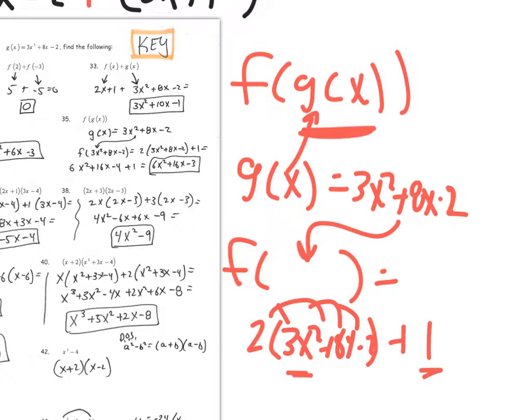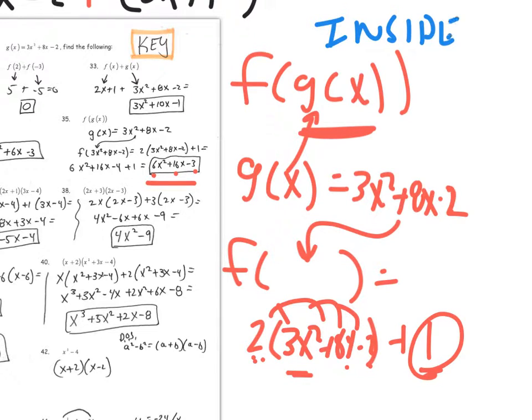And we will come out with, hopefully, 6x squared. Well, 2 times 3x squared is 6x squared. 2 times 8 is 16x. Then we have 2 times a negative 2, which is a negative 4, plus 1 is a negative 3. Okay, so that is the only example that I'm showing for composition of functions. You have to remember to do the inside first.